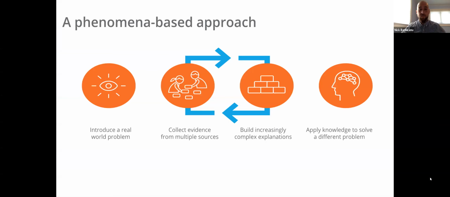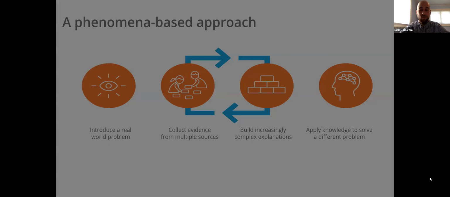Just really quick, the phenomena-based approach within every unit of the K-8 program, we introduce students to a real-world problem. I'll go through that in a moment. We then ask students to collect evidence through multiple sources, whether that's scientific articles or student books, hands-on investigations, digital modeling tools, simulations, speaking with each other, videos, a whole host of different sources. They then take that evidence and they build increasingly complex explanations throughout the unit to solve that real-world problem. And then at the end of the unit, in every unit, students are asked to apply that knowledge or transfer that knowledge to a different real world problem.